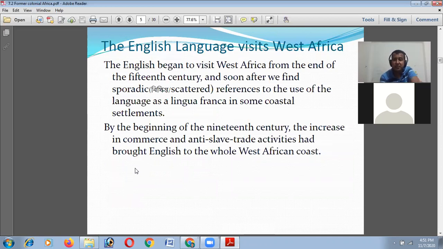English began to visit West Africa from the end of the 15th century. If we look at the country-wise history, in the western part of Africa, English speakers began to visit this area soon after the end of the 15th century, with reference to the use of the language as a lingua franca in some coastal settlements. So from then, English became the common language for communication. By the beginning of the 19th century, the increase in commerce and anti-slave trade activities had brought English to the whole West African coast, especially because of the slave trade and increasing international trade and commerce. English became the main language on this West African coast.